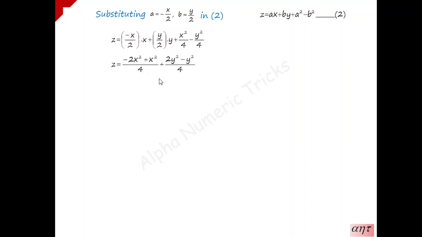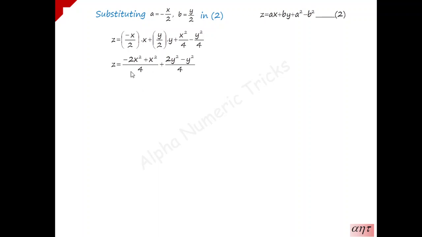Okay, plus similarly y squared by 2 minus y squared by 4. The LCM of 2 and 4 is 4. So that is your y squared; to make this 4, you have to multiply and divide by 2. So 2y into y, you get 2y squared minus this y squared, divided by this 4.